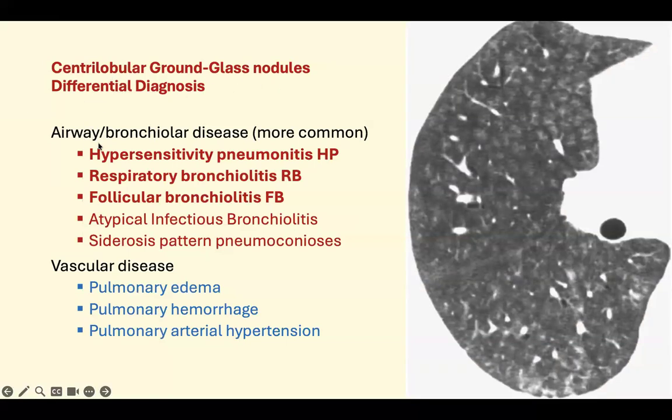See the list. We have airway bronchiolitis disease, which is the more common. See the list. We have 5 here. We have vascular causes, vascular disease, pulmonary edema, pulmonary hemorrhage, and pulmonary hypertension. And I will discuss the 5 groups of pulmonary hypertension under this topic.